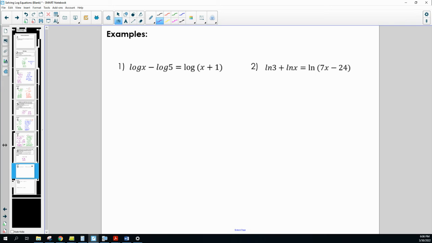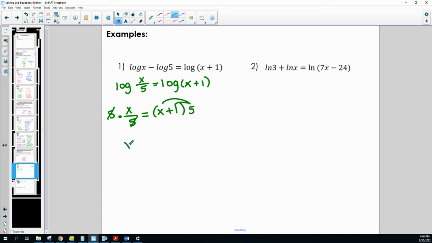Okay, so number 1, everything has a log. They all have the same base, which is 10. So we're going to condense the left-hand side. We have subtraction, so we're going to change this to division. And now that we have a log equals a log, we're going to take those arguments and set them equal. So x over 5 equals x plus 1. I'm going to get rid of the 5 in the denominator by multiplying by 5. When I multiply it by 5 on the right, I want to make sure to distribute that 5. So x equals 5x plus 5. I'm going to subtract 5x.